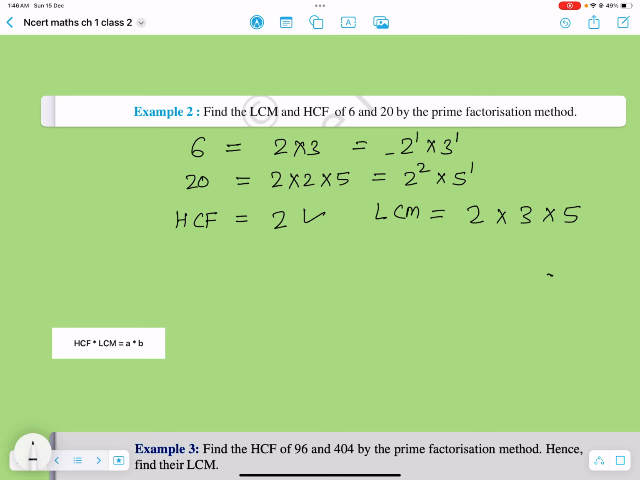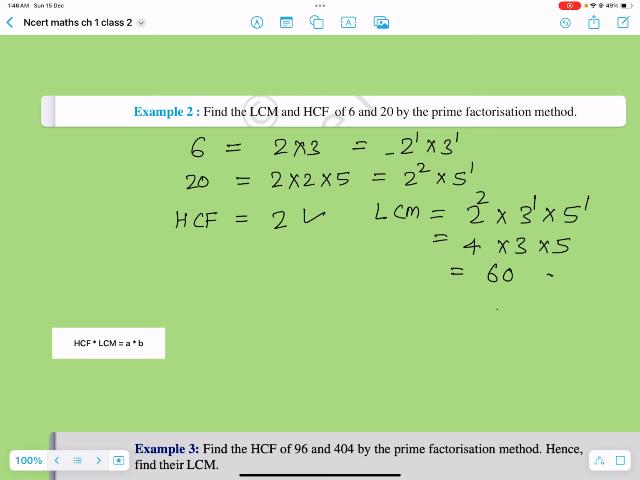So you take the unique prime factors 2, 3, and 5 and take the highest power. So highest power for 2 is 2, 3 is 1, and 5 is 1. So 4 multiply 3 multiply 5, and that comes to 60. So that's your LCM, right? Cool.